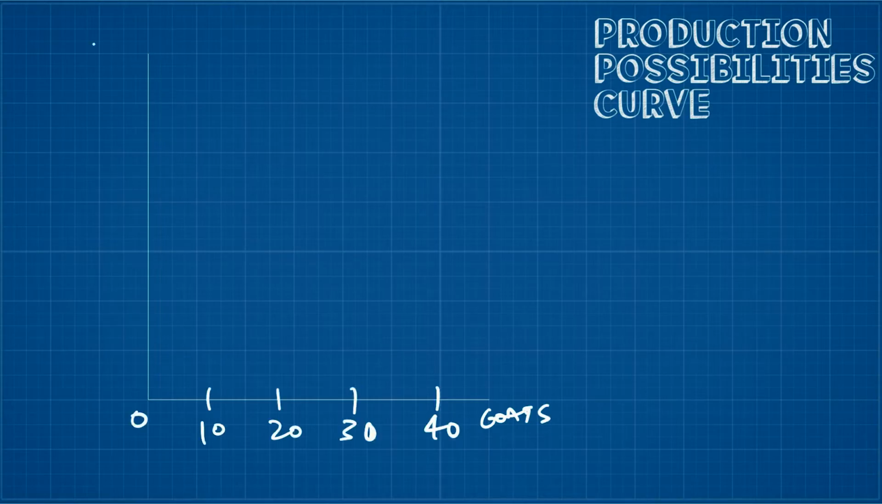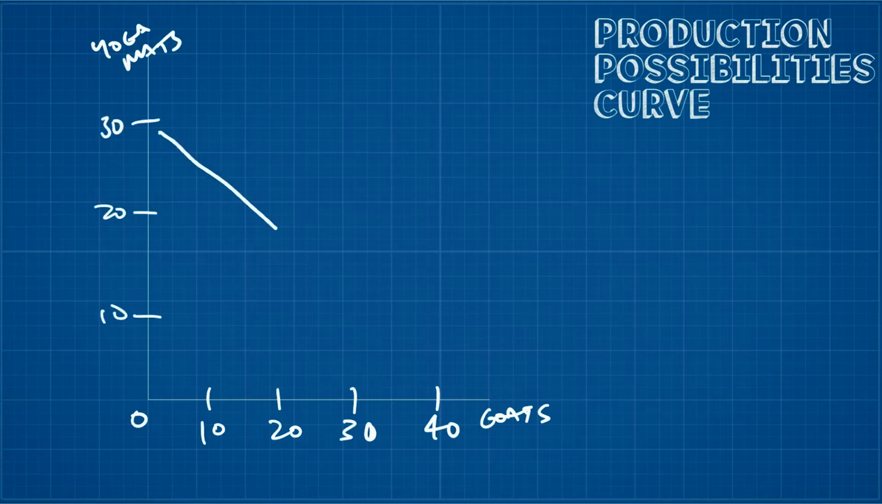Alright, it's graph time. On this graph, this is the x-axis and this is the y-axis. On the x-axis, we're going to put our quantity of goats. And on the y-axis, we're going to put our quantity of yoga mats. And this line right here is our production possibilities curve.